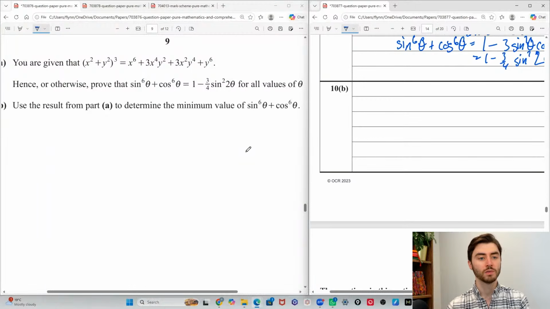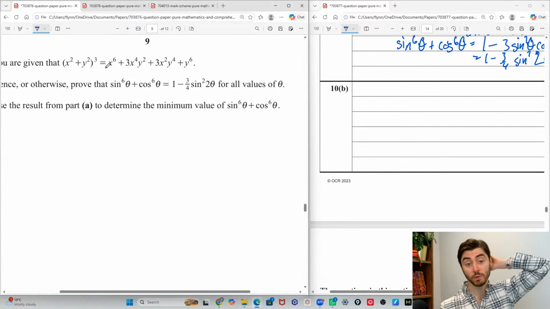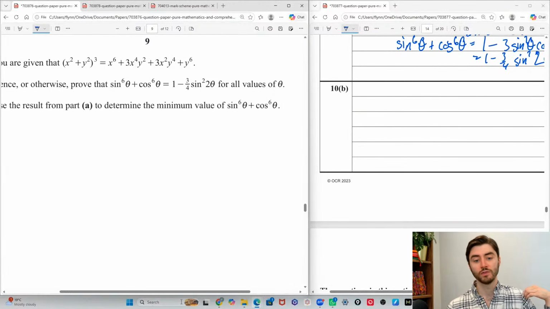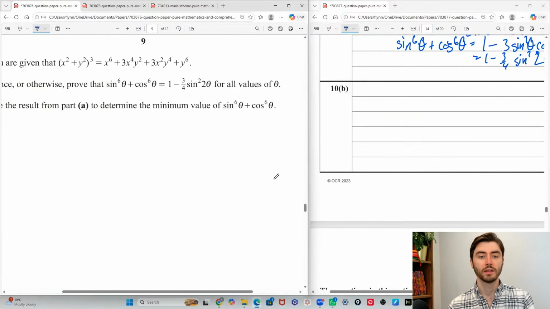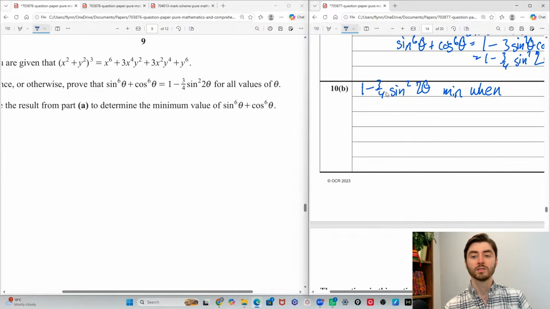They're saying use the result from A to determine the minimum value of this thing. Even if you didn't get A, you would be allowed to use A in order to solve B. And the minimum value of that is the minimum value of this guy. So let's consider 1 minus 3/4 sine squared of 2 theta. That has a minimum when, now also this is 1 minus sine squared. Sine squared is always positive, but we're subtracting it off, right?